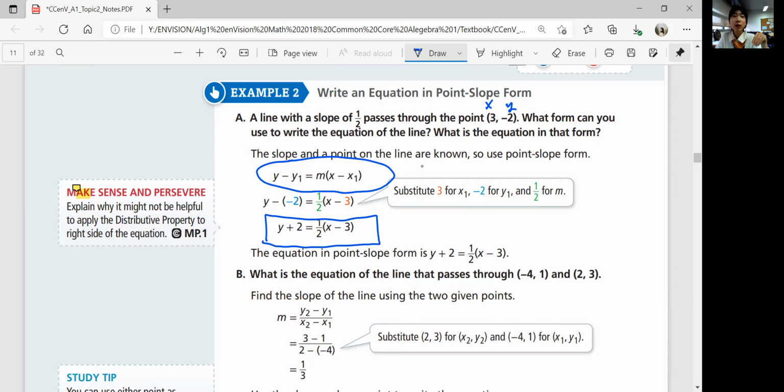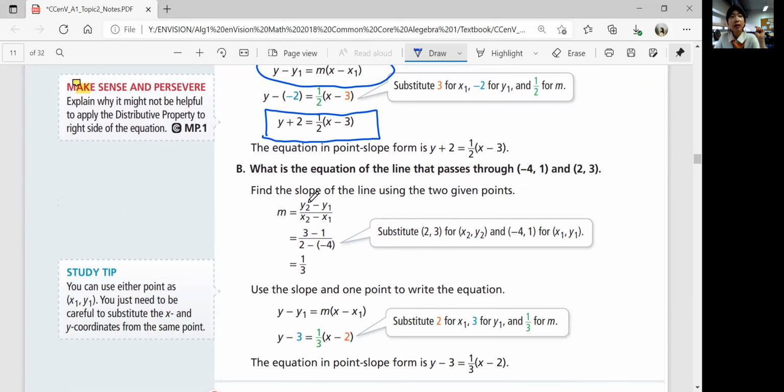Part B, what is the equation of the line that passes through points (-1, 1) and (2, 3)? Now we don't have a slope, but we have 2 points. Can we figure out a slope using 2 points? Yes. Look at the slope equation. The y value of the second point minus the y value of the first point, over the x value of the second point minus the x value of the first point, will be your slope, which is 1/3.